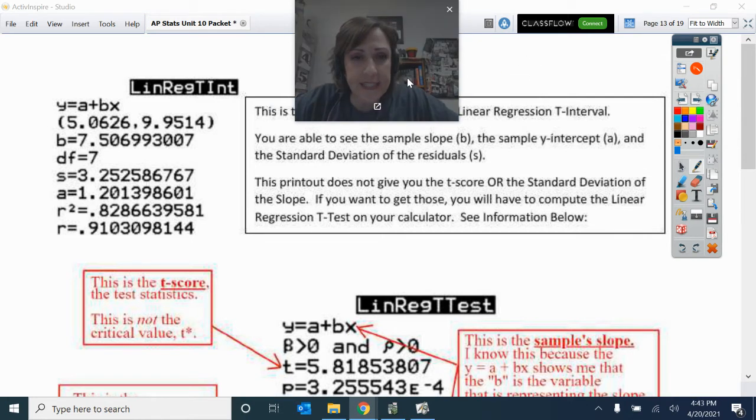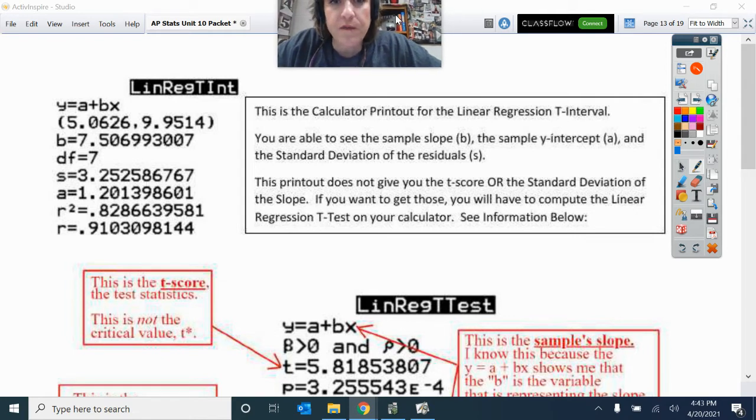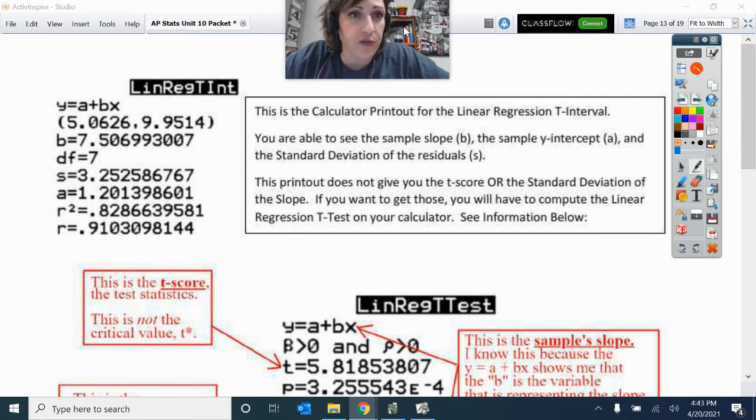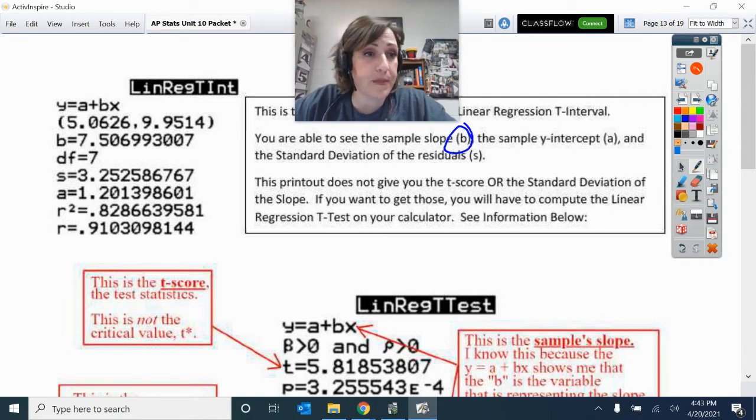So this is, let's see what that says there. This is the calculator printout for the linear regression t interval. Okay, so here's an example. Now, when you do that, you are able to see the sample slope, which is your b, and I'm able to see my y-intercept, which was a.